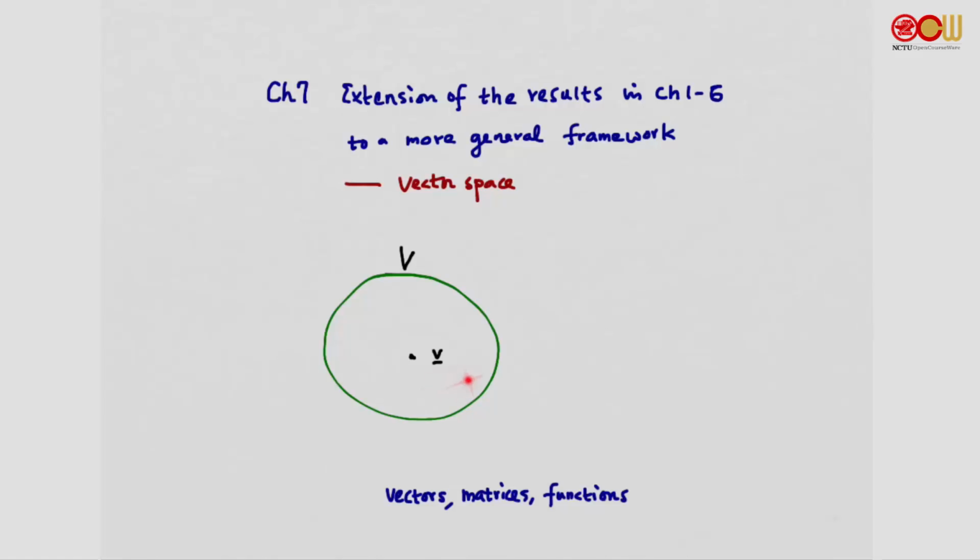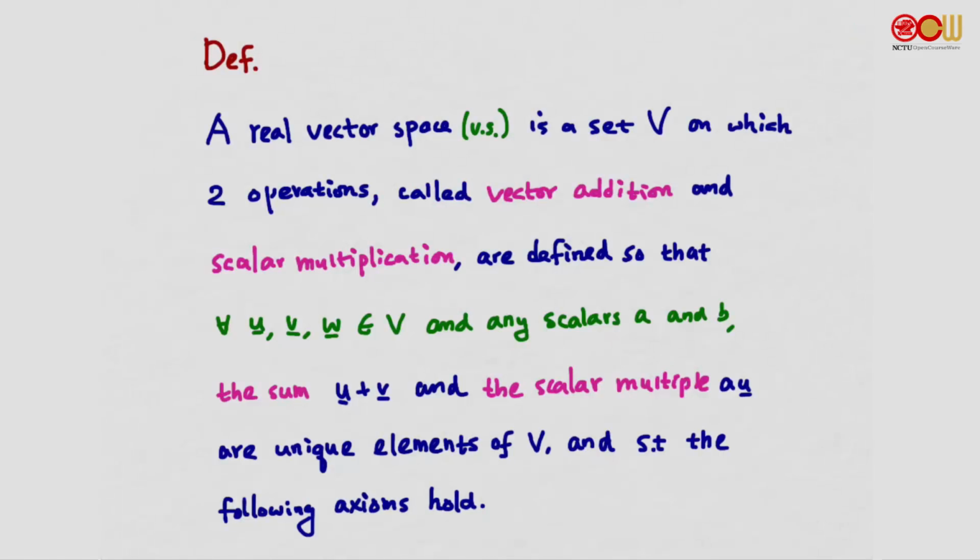But these vectors now in this vector space can actually be vectors, but they can also be matrices and they could be functions. We will see examples along the way. First thing first, a vector space. What is a vector space?